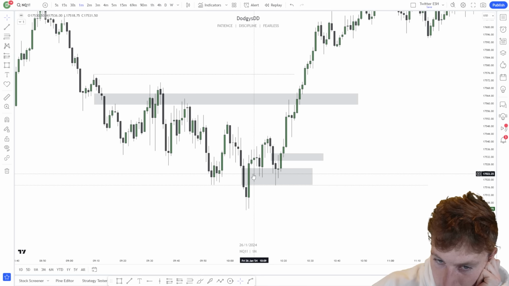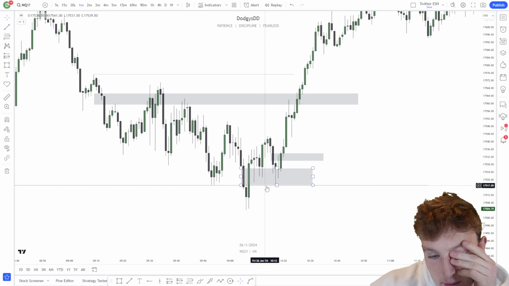Okay. BPRs, by the way, for anyone wondering, is when we have a double fair value gap lined up like this. That's all I'm going to say about that.